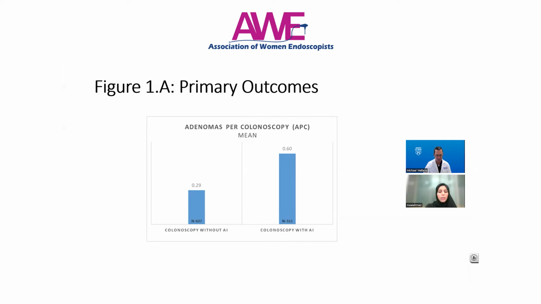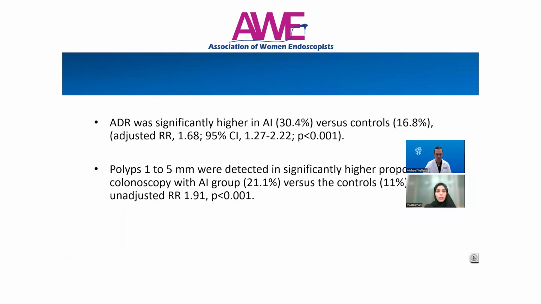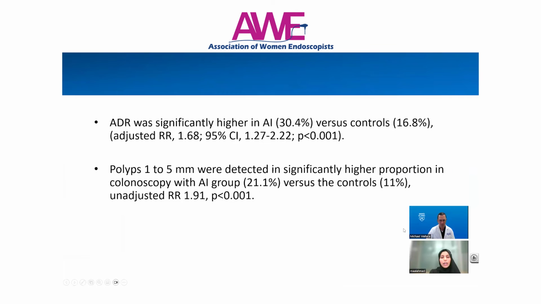With regards to primary outcomes, APC, we observed almost doubling of results, 0.29 in the group without AI compared to 0.60 in the AI group. This difference was highly statistically significant. Similarly, ADR was significantly higher in AI compared to the non-AI group. Polyps up to 5 millimeters were detected in a significantly higher proportion in colonoscopy with the AI group.